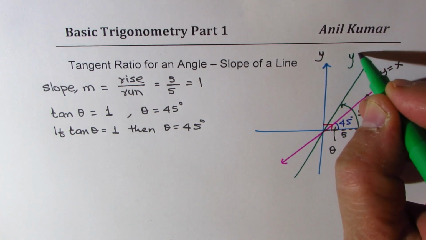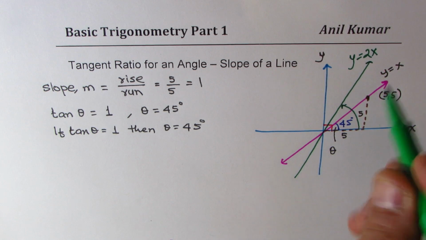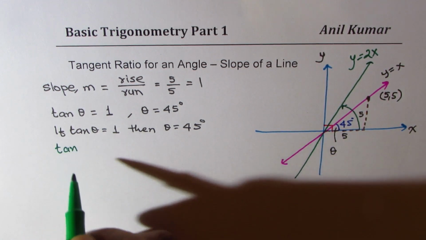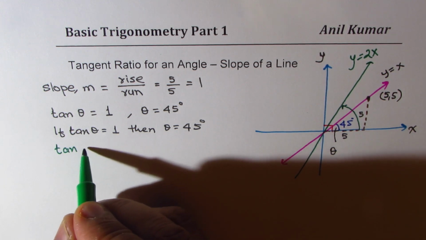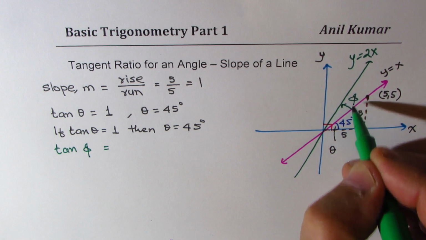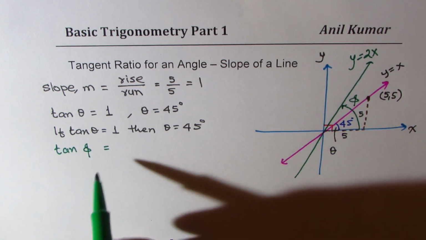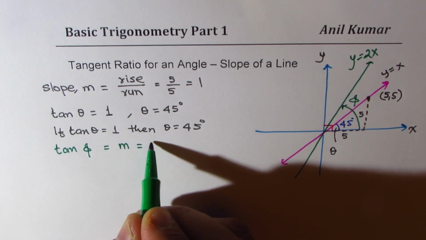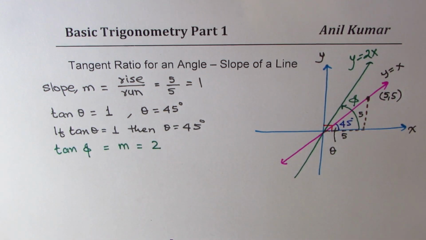Let's say this line is y equals 2x. Now for this particular line, we know tan of, let me call this angle phi. We are using Greek symbols here. Let's say this angle is phi, which is equal to rise over run, which is the same as the slope m. So it is going to be 2.